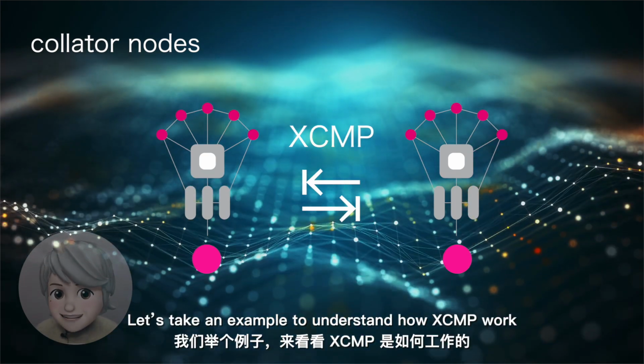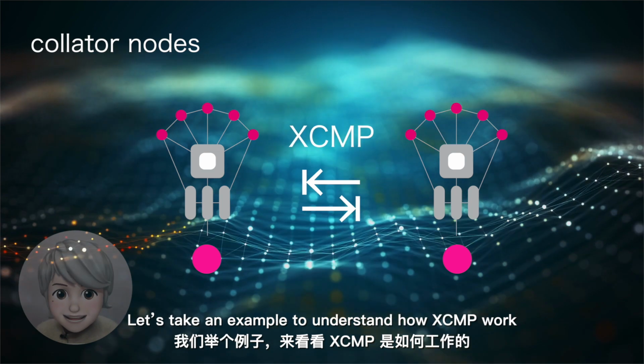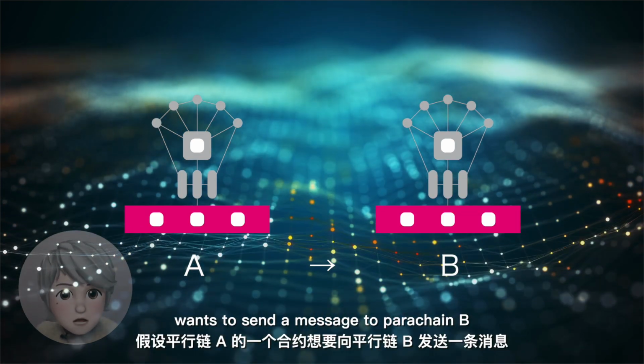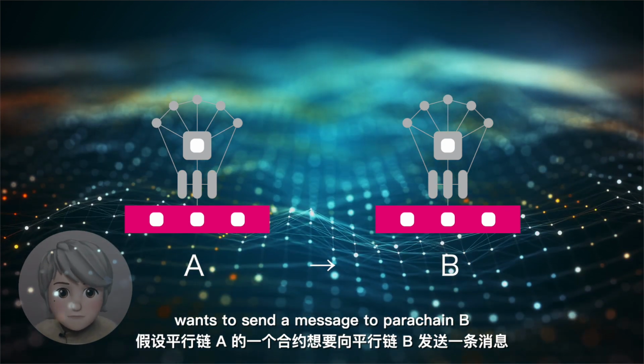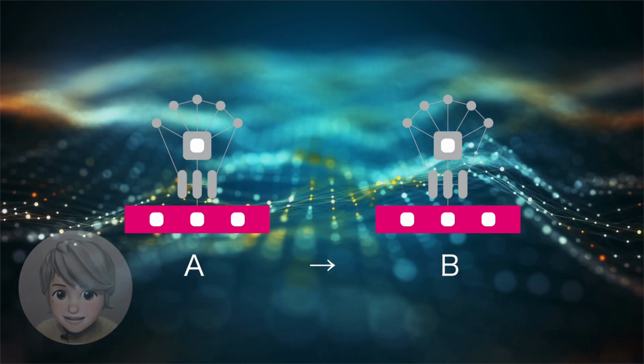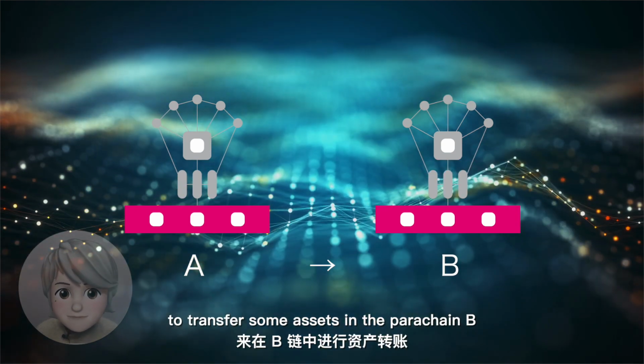Let's take an example to understand how XCMP works. Suppose a smart contract on parachain A wants to send a message to parachain B, thereby calling another smart contract on parachain B to transfer some assets in parachain B.